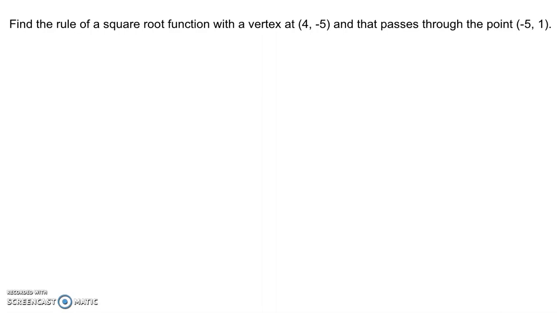In this video, I want to show you how to determine the rule of a square root function if you're given the vertex and a point. So in this example, we're asked to find the rule of a square root function that has a vertex at (4, -5), and we also know that the function passes through the point (-5, 1). Our first step is to determine which rule we need to use.